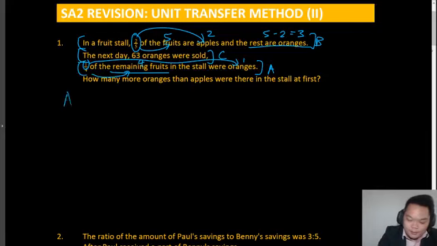So you've got apples and oranges before, change, and after.